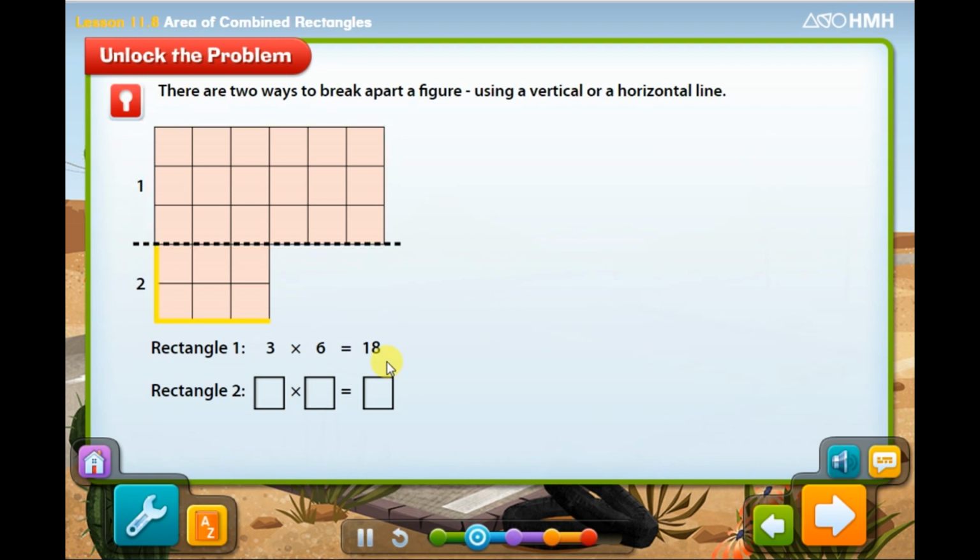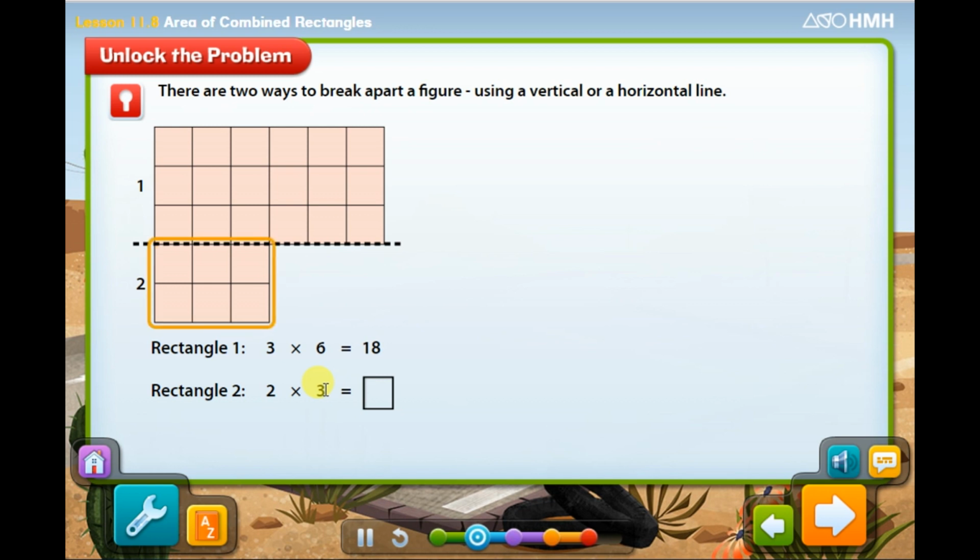What are the width and length of rectangle 2? Okay, how many rows by number in row equal the product? How many rows do we have here? 2. By the number in each row, 1, 2, 3. So it will be 2 multiplied by 3. The width is 2 units and the length is 3 units.